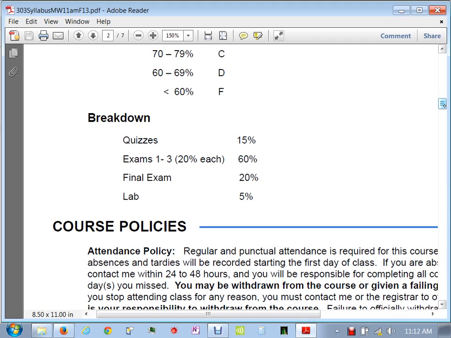You'll have quizzes. That'll be 15% of your grade. You'll have three exams, 20% each, 60% of your grade. You'll have a final, which is 20%. And then you have a lab. And the lab is right across the hall and down is a big lab. You're supposed to log 600 minutes in that lab for the whole semester. So that's a place where you're supposed to go and do your homework.